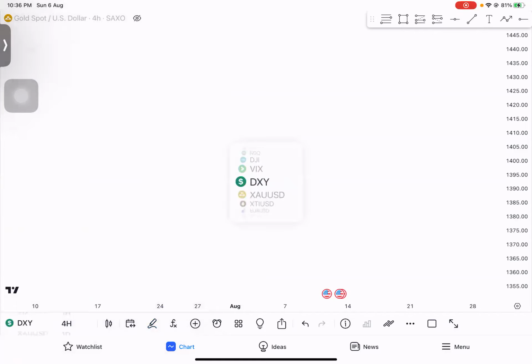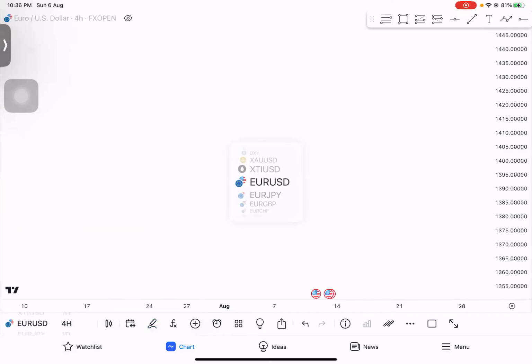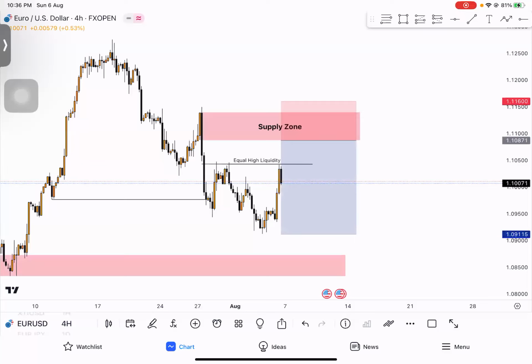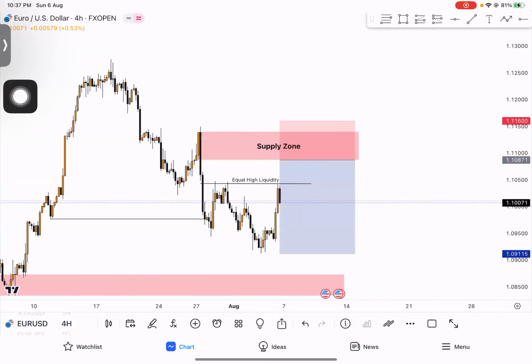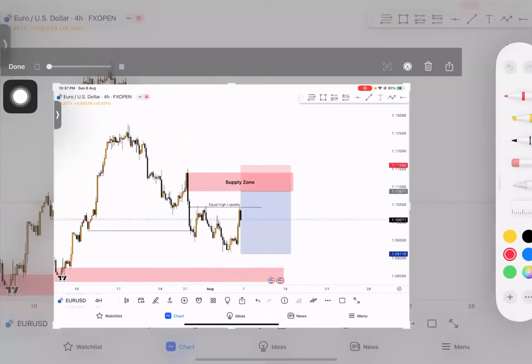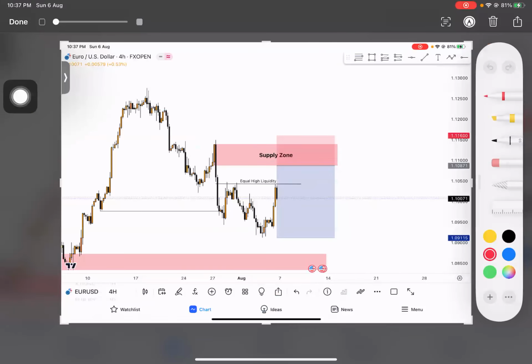Okay, I will explain again on the Euro USD, same example. Just for information, this zone is around 53 pips. So if you want to take the risk plus 20 pips away, it's around 70 to 80 pips already.